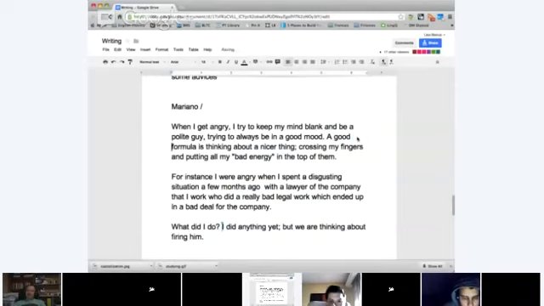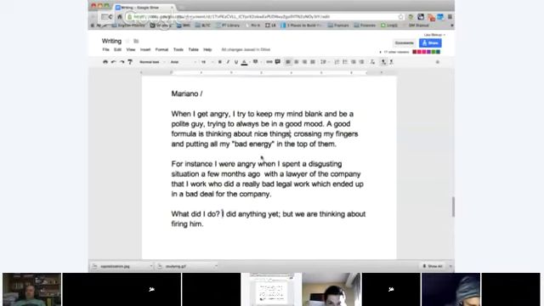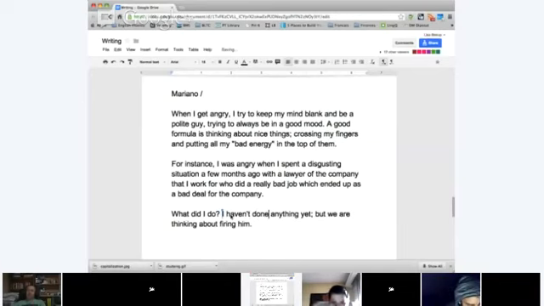A good formula is thinking about nice things, crossing my fingers and putting all my bad energy in the top of them. Okay, I never tried that. For instance, I was angry when I spent a disgusting situation a few months ago with a lawyer of the company that I work. Is it a company that you work for? Yeah. Okay. A lawyer of the company that I work for who did a really bad job, which ended up as a bad deal for the company. What did I do? I haven't done anything yet. And then you can just put a comma. But we are thinking about firing him.